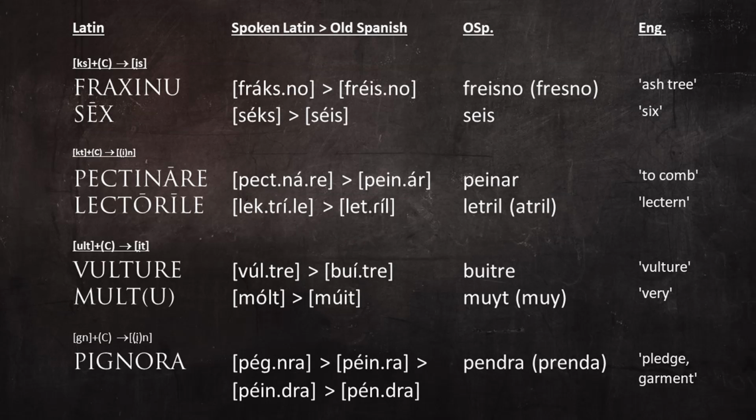Now these transformations only occurred when the following letter was a vowel. When the following letter was a consonant, or when the group came at the end of a word, the syllable structure was completely different, so the outcome was different. Because these combinations didn't produce new Old Spanish palatal consonants, I'm not going to go into them in detail here. Feel free to pause the video and examine these examples.